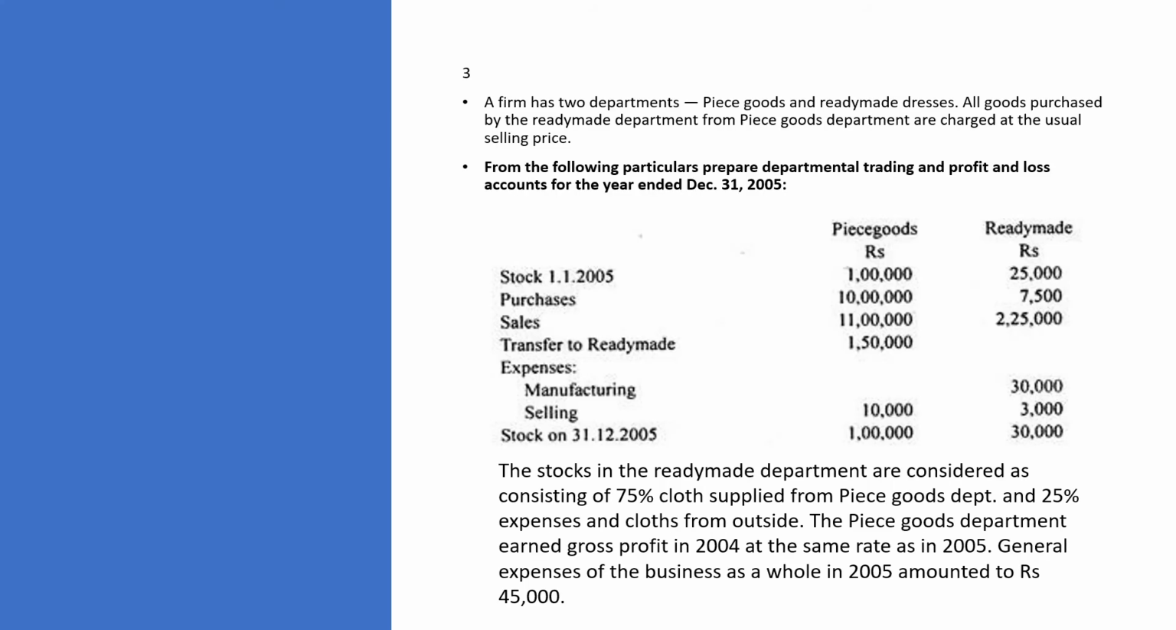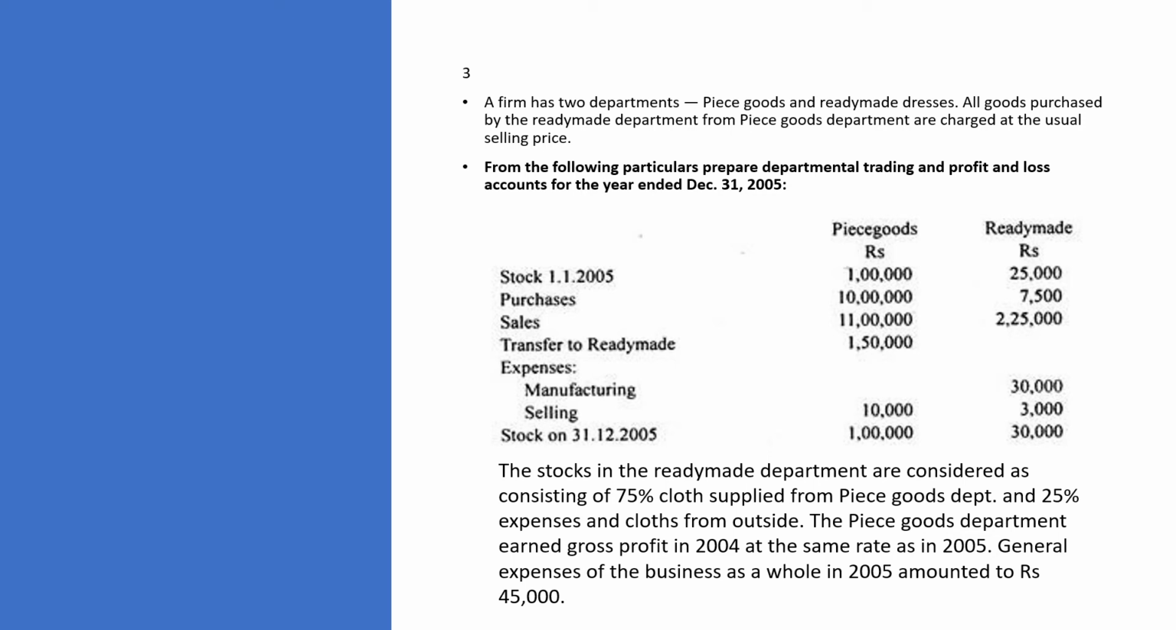A firm has two departments, piece goods and ready-made dresses. All goods purchased by the ready-made department from the piece goods department are charged at the usual selling price. From the following particulars, prepare departmental trading and profit and loss account for the year ended 31st December 2005.